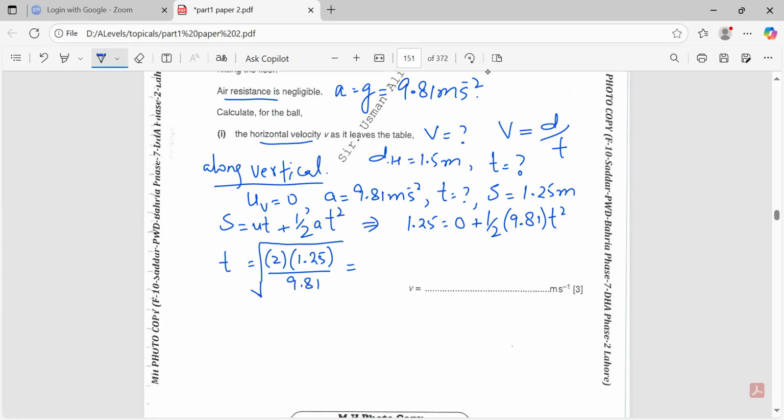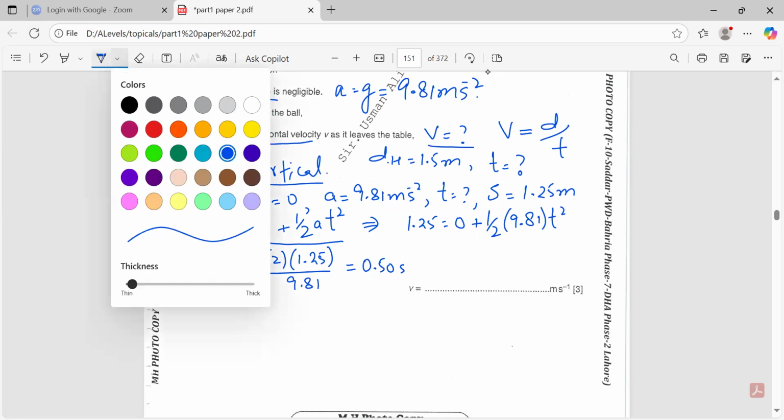So after solving all of this, we will be revealing the value of time as 0.50 seconds. Now we need to find out the horizontal velocity. How will the horizontal velocity be found? The horizontal velocity will be found with the formula that speed is equal to distance divided by time.